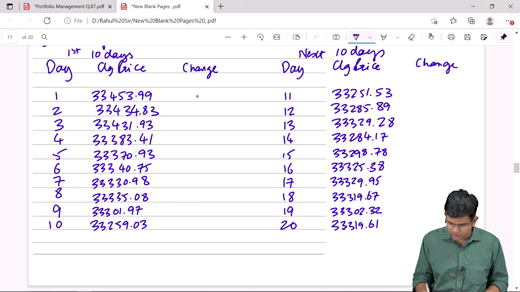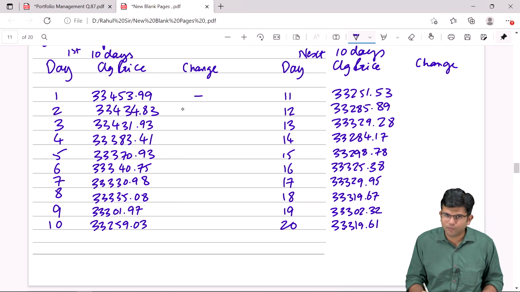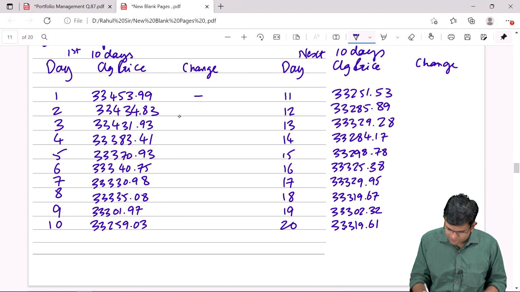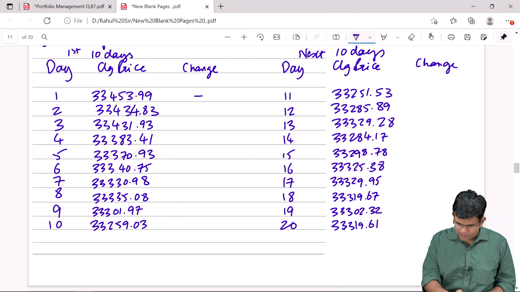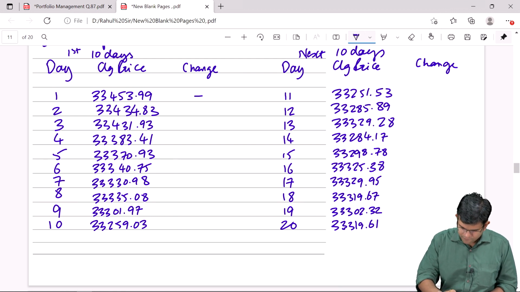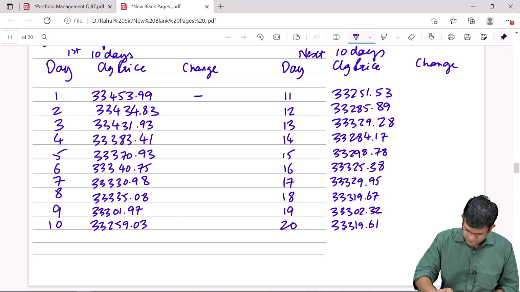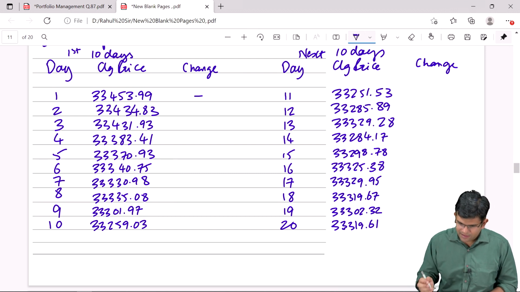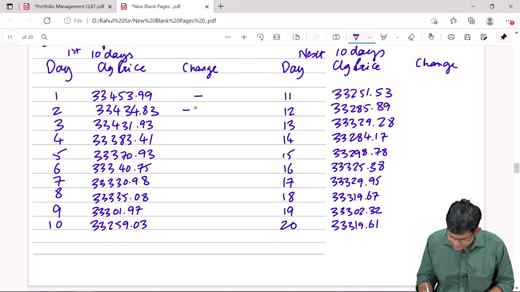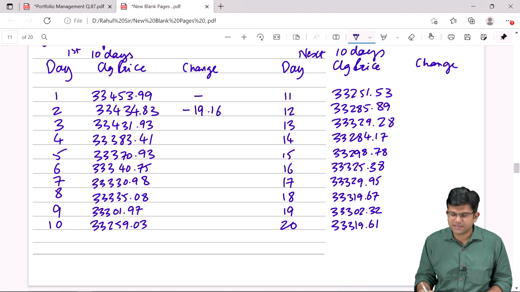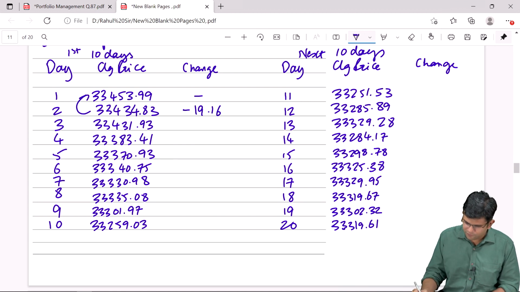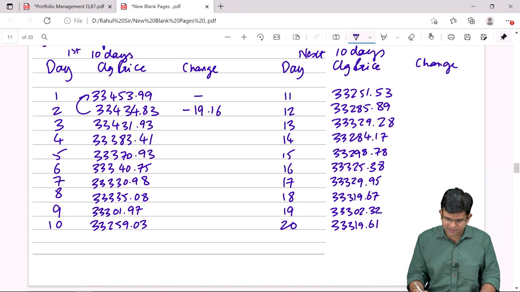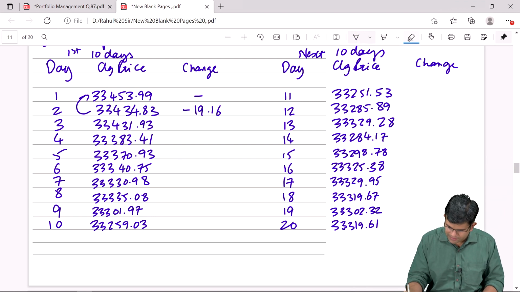First of all, do you realize we will not be able to put anything here? We will start from here. So now I'll write down 33,434.83 minus 33,453.99, and that will come to minus 19.16. Understood? 33,434.83 minus 33,453.99, right?